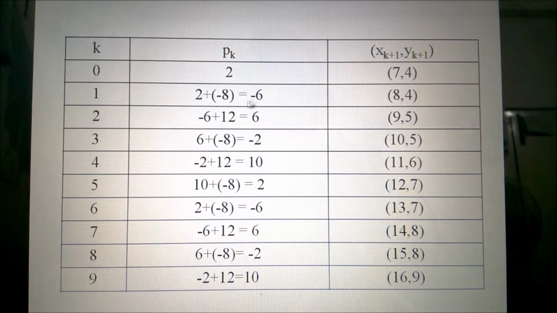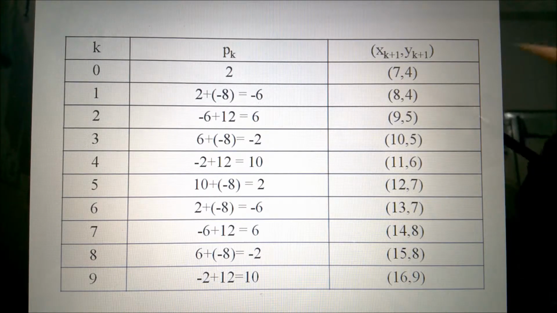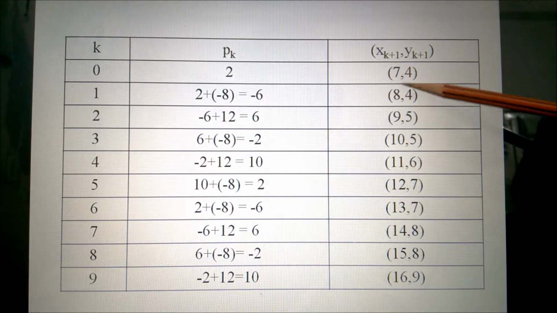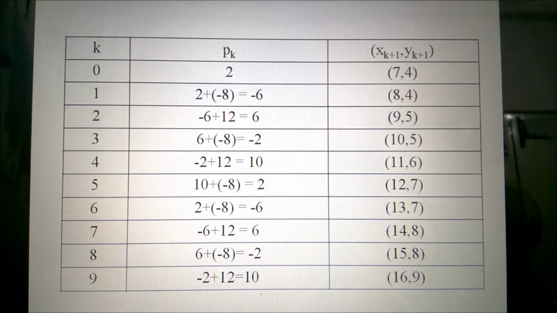And now we come to the table. Already shown previously, the initial decision parameter is found to be 2, and when it is positive, y will be incremented by 1, but in every case x will be incremented by 1 in every step. Therefore, you can see here x is incremented by 1 in every step: 7, 8, 9, 10, because we are discussing the slope of the line less than 1.